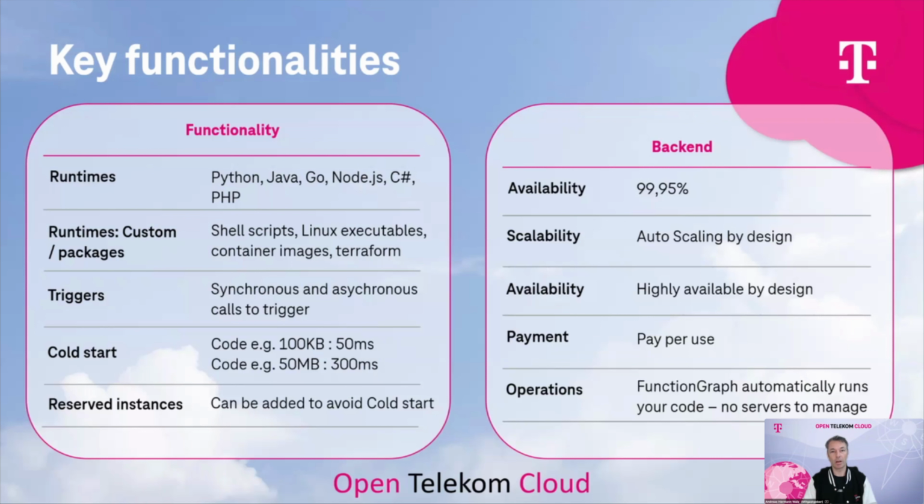Key functionality is already mentioned, just to have everything listed here. So we provide a number of runtimes. We also provide customized runtimes, container images, Terraform scripts. You can trigger the function with synchronous and asynchronous triggers, which are calling the function. And the cold start of a new function, if that starts, depends on the size of the code. You can completely avoid the cold start when you reserve instances. You can define reserved instances, and then the cold start is completely avoided.